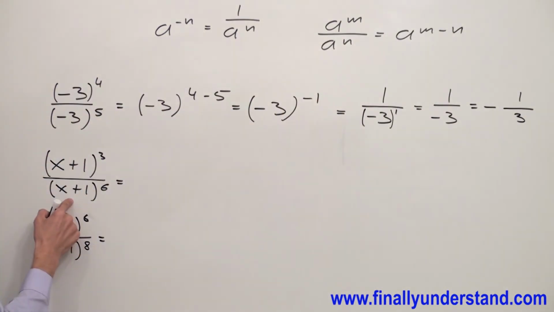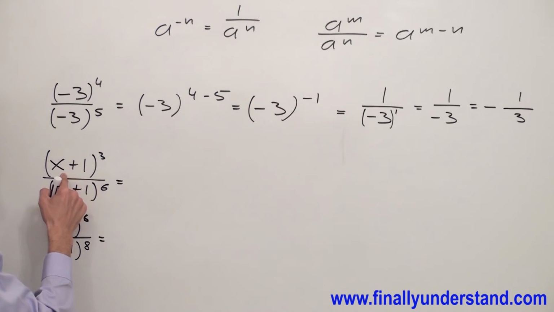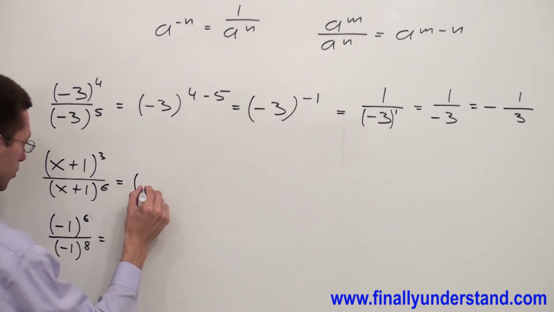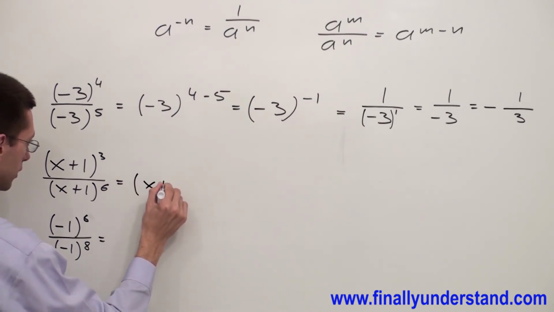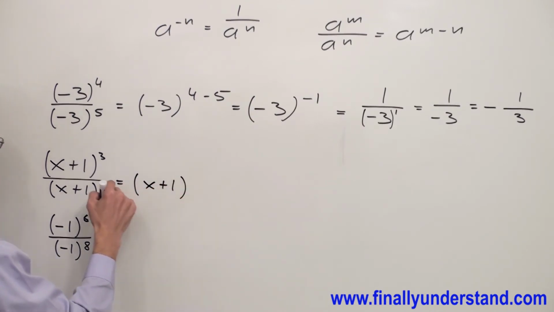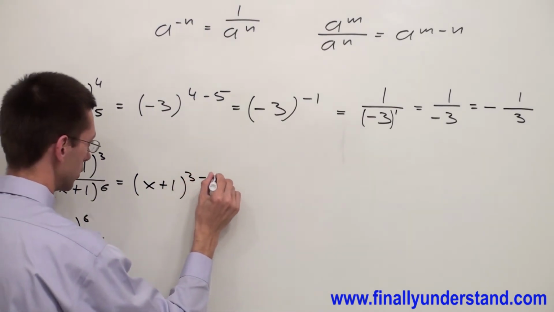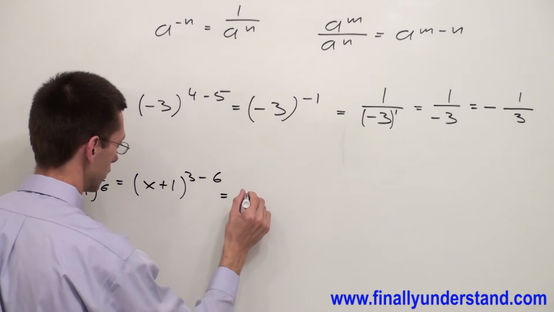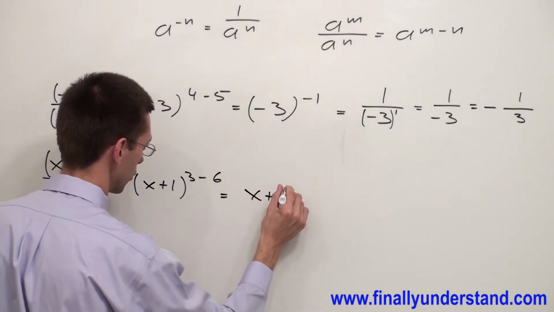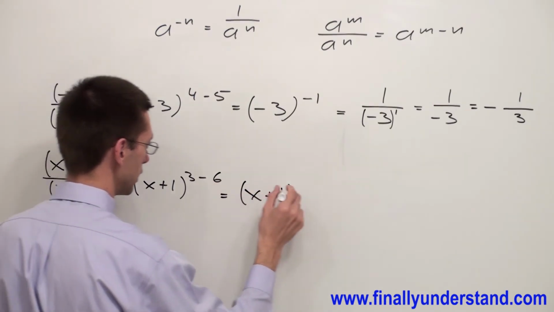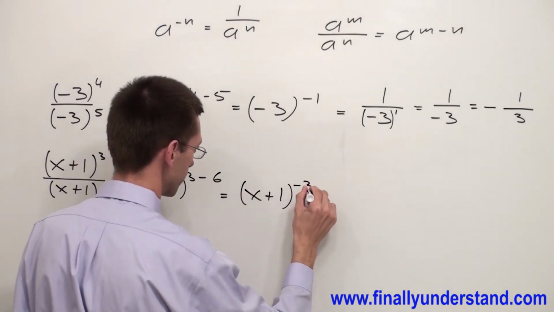Let's take a look at this example. My base is x plus 1. X plus 1. I have the same base, so the base stays the same. Next, I have to subtract the exponents. I have 3 minus 6. I'm going to have x plus 1, and 3 minus 6 is -3.